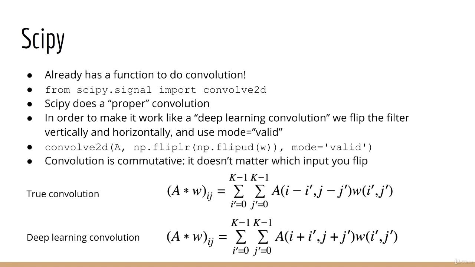Now, as a side note, convolution is a commutative operation. A convolved with W is the same as W convolved with A. Therefore, it doesn't matter which input we flip.